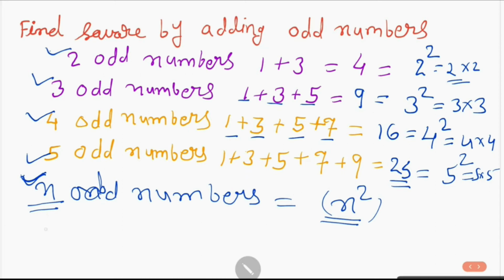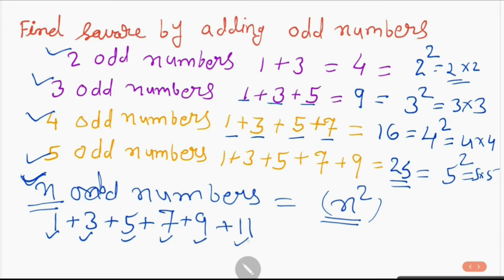Now when we add 1 plus 3 plus 5 plus 7 plus 9 plus 11, we check how many odd numbers there are here: 1, 2, 3, 4, 5, 6. 6 odd numbers. So let's check the addition: 1 plus 3 is 4, 4 plus 5 is 9, 9 plus 7 is 16, 16 plus 9 is 25, 25 plus 11 is 36. So 36 is 6 squared. So this is the result.